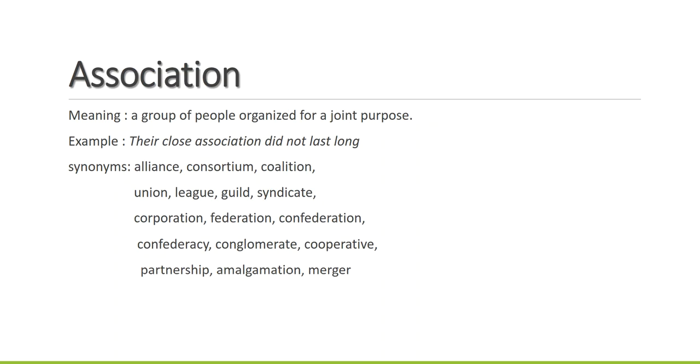The next word is association, meaning a group of people organized for a joint purpose. Example: their close association did not last long. Synonyms are alliance, consortium, coalition, union, league, guild, syndicate, corporation, federation, confederation, confederacy, conglomerate, cooperative, partnership, amalgamation, and merger.